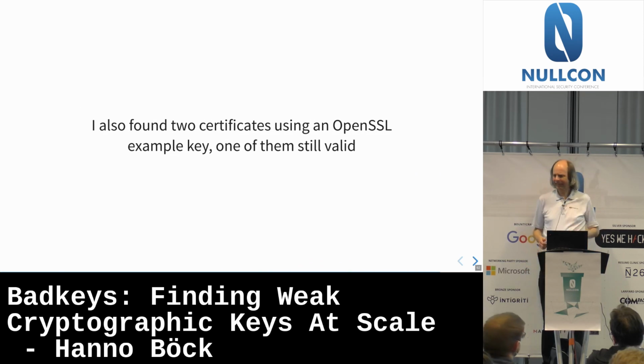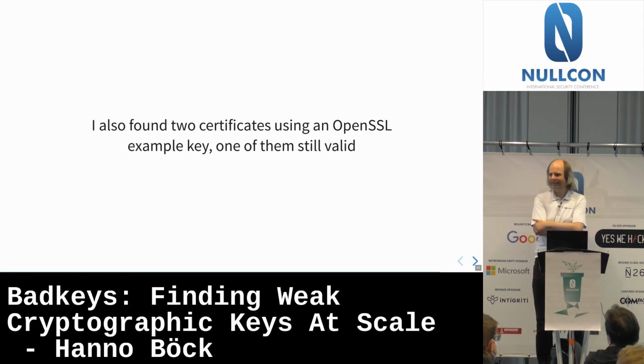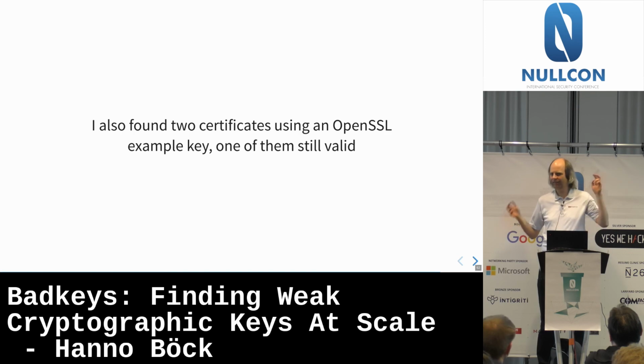I also found in this certificate transparency dataset 2 certificates which used an example key from OpenSSL. This was also a bit of a mystery to me, because it was the same key, and OpenSSL has like 1,000 example keys. And apparently 2 people independently used this specific example key. I don't know why. These seemed unrelated.